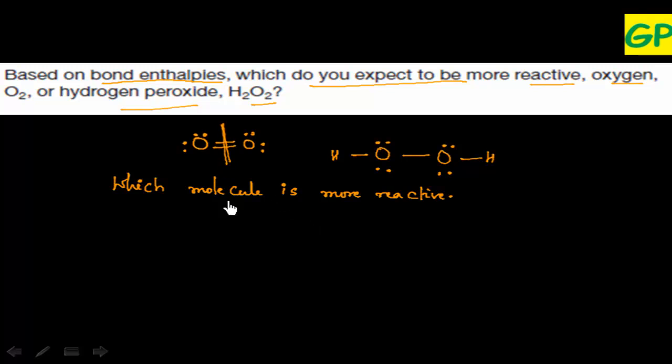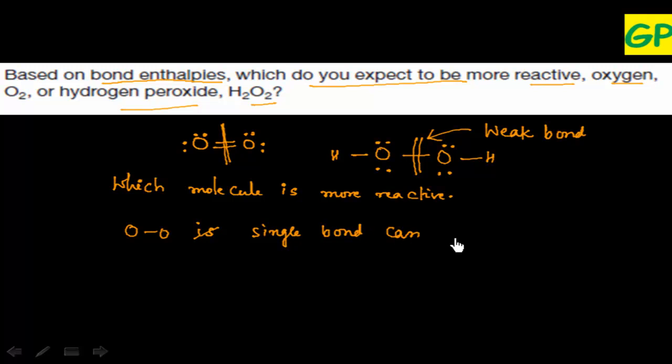Here we have a double bond, and here we have an oxygen-oxygen single bond. So this bond is a weak bond. A single bond is always weaker than a double bond. So this bond is a weak bond, so it can easily break, the oxygen-oxygen single bond. So now I can say H2O2 is more reactive than O2.